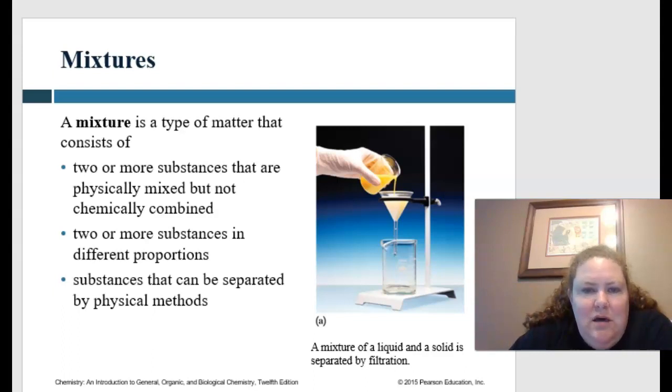Moving on to what a mixture is. A mixture is a type of matter that consists of two or more substances that are physically mixed, but not chemically combined. They contain two or more substances in different proportions, and the substances can be separated by physical methods. An example would be a mixture of a liquid and a solid, which we can separate out by filtration. A fun thing you can do is mix sand and water, then pour it through a filter, and you can see that you can separate the sand out from the water. That would be an example of a mixture because the components can still be separated by physical methods.